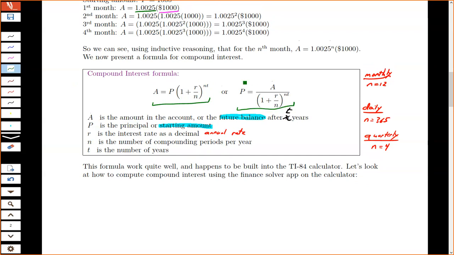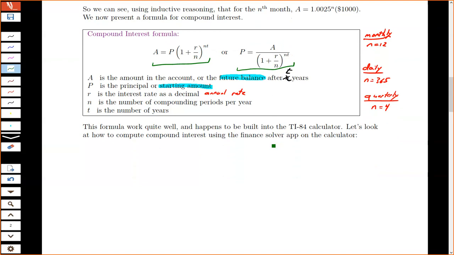Now, these are really the same formula. They just algebraically solve for either P or A, right? So if I wanted to take this formula and solve for P, I would just divide by all of this stuff. I would have A divided by this 1 plus R over N to the NT. And that's exactly what we have over here on the right, okay? So they're not really two different formulas, but when we're doing problems, right, it feels like two different formulas.